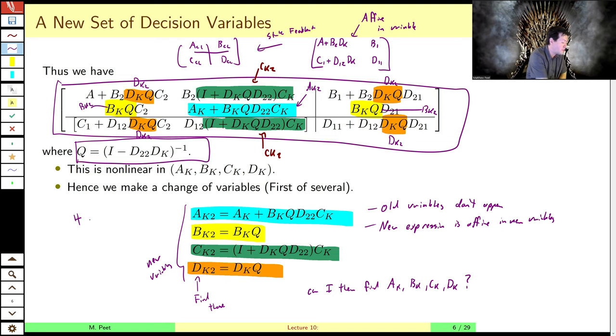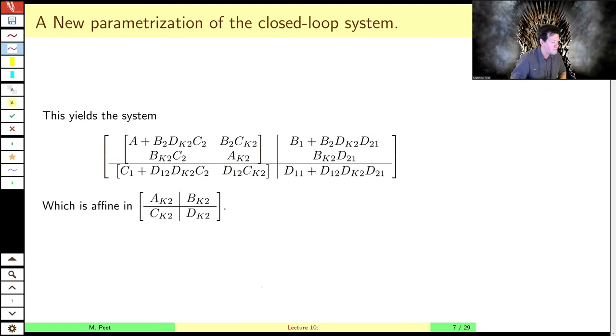So we have four unknowns, which are our original variables, AK, BK, CK, DK, and four equations that they have to satisfy. So there's hope; it might be invertible. Is it though? That's what we'll address in the original question: given AK2, BK2, CK2, and DK2, can I find AK, BK, CK, and DK such that these equalities are satisfied? If I can, then I can do optimization in these new variables.